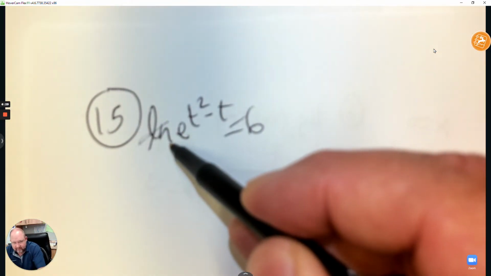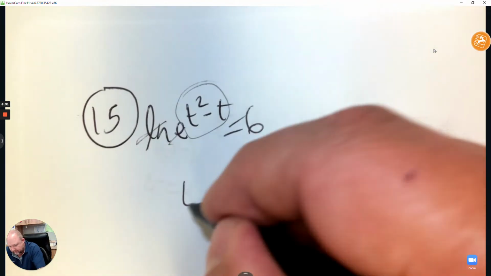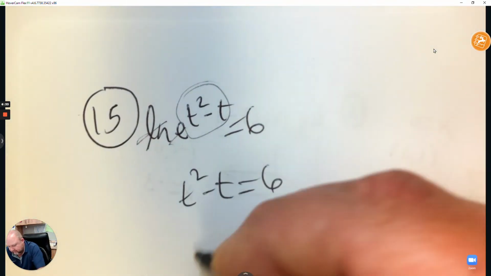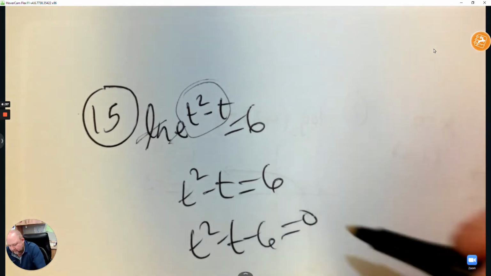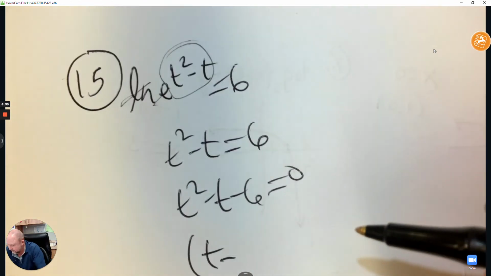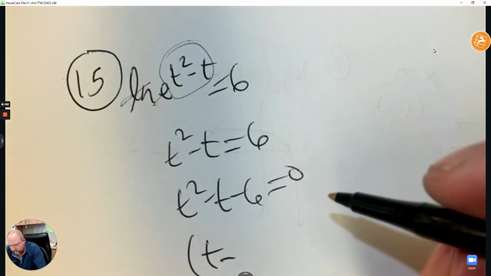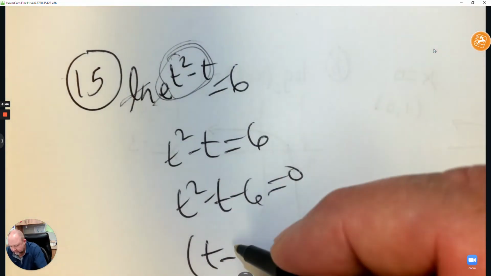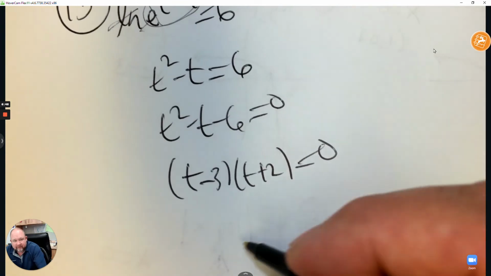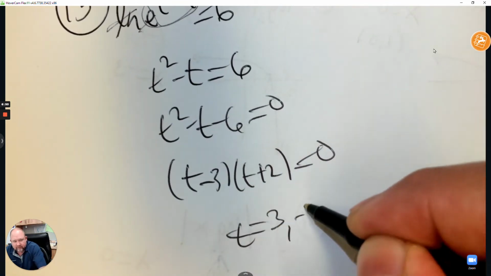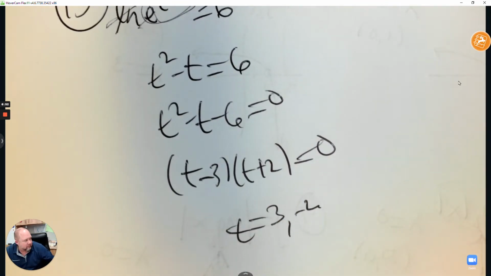Ln and e cancel each other out, leaves me just with t squared subtract t equals 6. I need to be a little bit careful here. Well, actually, this will always be a positive value, so I don't have to be careful. All right. Factor it and then solve it. That's positive 3 and negative 2. Number 16.